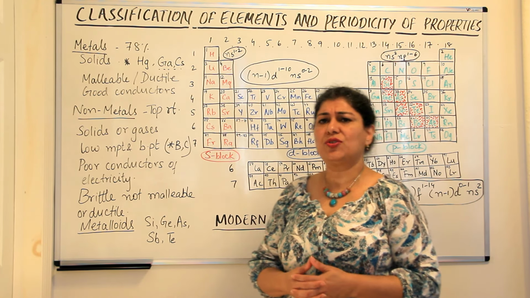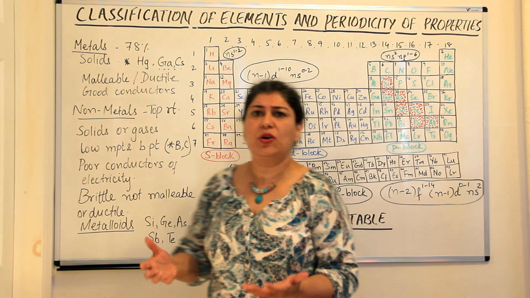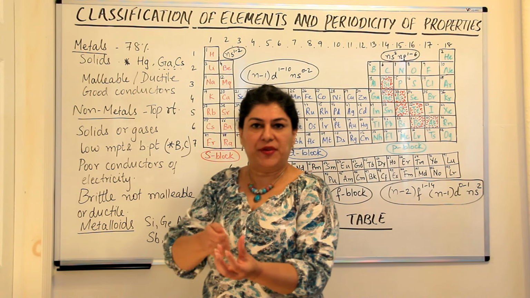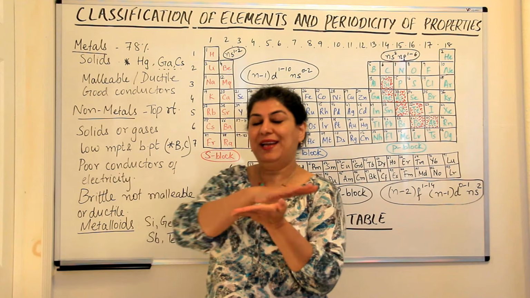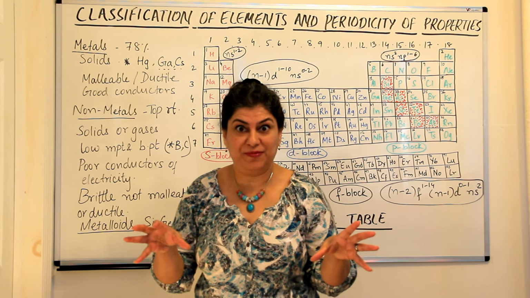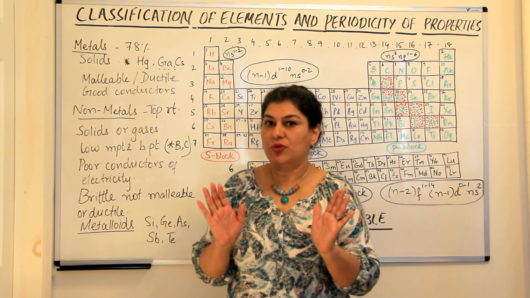They are poor conductors of electricity, and they are brittle, and that means they are not malleable or ductile. If you take a piece of a diamond and you hammer it, guess what will happen? It's not going to flatten and make a beautiful diamond foil. It'll just fracture, and the diamond will be destroyed. So don't ever try it.